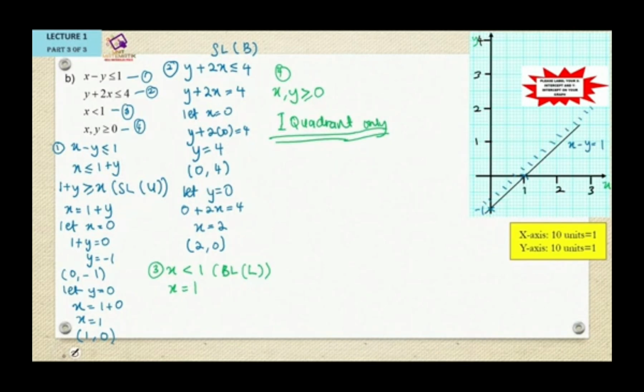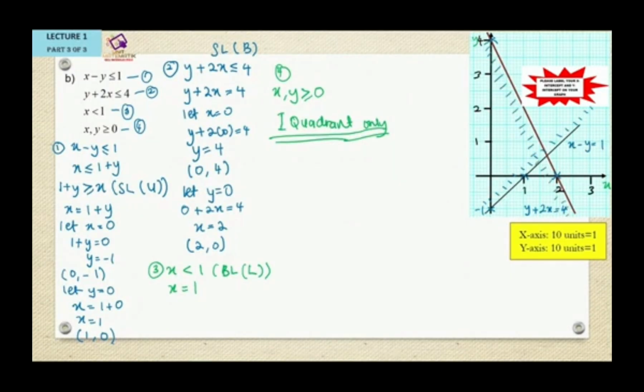Next, for the second inequality, the points are (0, 4) and (2, 0). So (0, 4) is here. Mark your point. The second point is (2, 0); it is here. Then draw your linear graph. Label your graph: y plus 2x equals 4. Then the region is below. So this is below the line.